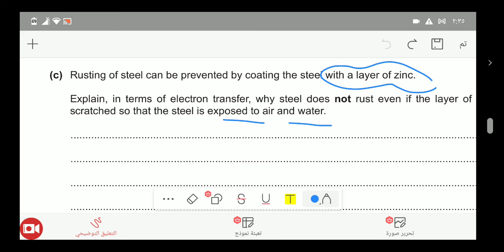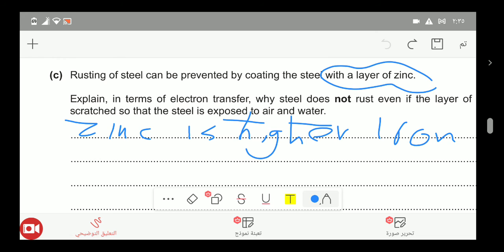So we have to understand that we are talking about the reactivity series. In the reactivity series, zinc is higher than iron, so zinc is more reactive.